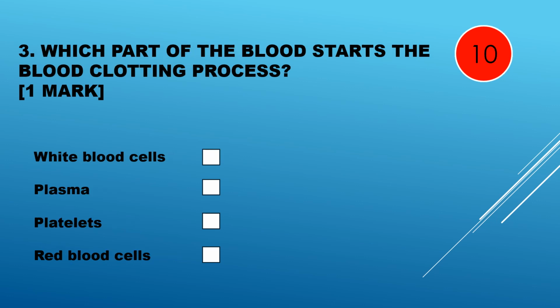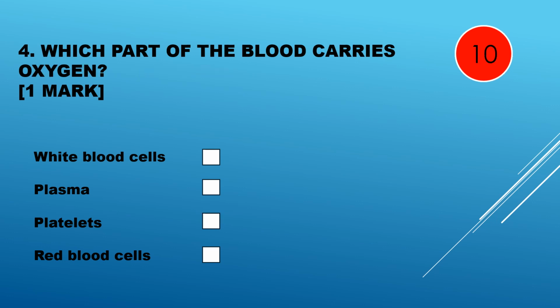3. Which part of the blood starts the blood clotting process? White blood cells, plasma, platelets, red blood cells? Platelets. Question 4. Which part of blood carries oxygen? White blood cells, plasma, platelets, red blood cells? Oxygen is transported in the red blood cells.